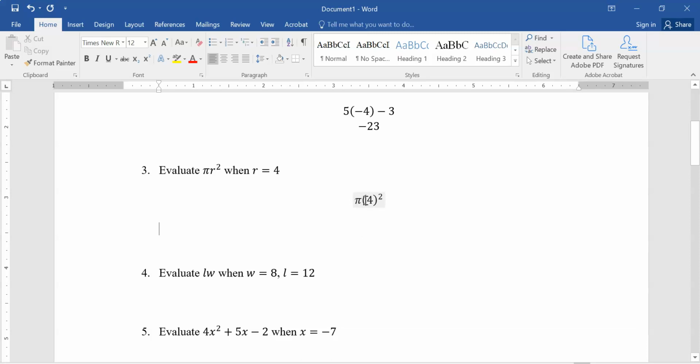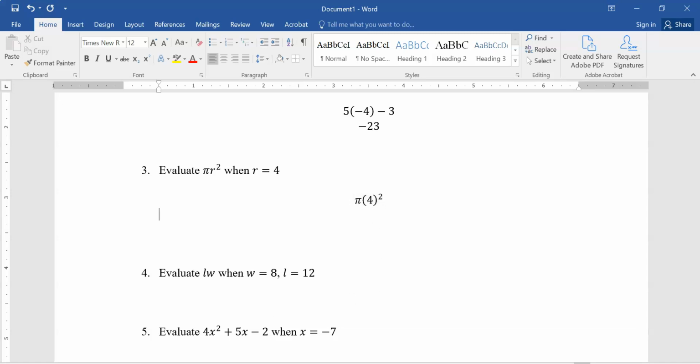So I have a couple of options here. The one we're going to use in this class is the pi button that's on our calculator, and then we're going to round our answer to maybe 2 or 3 decimal places. Let's say we're going to round this one to 2 decimal places. So what I would do in my calculator is put pi and then parentheses 4, parentheses squared.